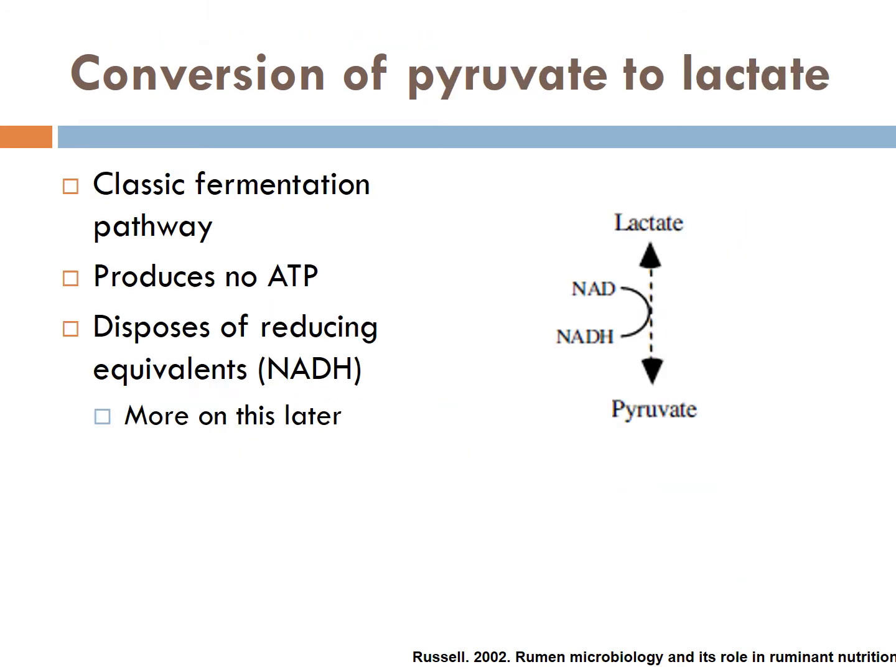Once pyruvate is produced, it can be converted to VFA, lactate, carbon dioxide, hydrogen, and methane. The conversion of pyruvate to lactate is the simplest, and this is the classic fermentation pathway that you've seen in many previous classes. It produces no ATP, but it does serve a purpose. It disposes of the reducing equivalent NADH. We'll discuss this concept later, but in short, disposing of NADH prevents it from accumulating and allows fermentation to continue.